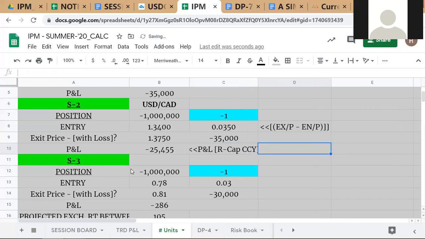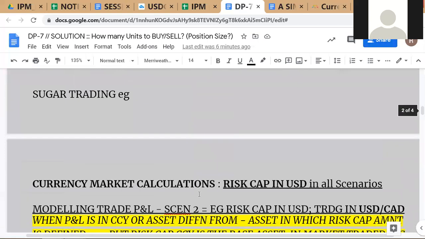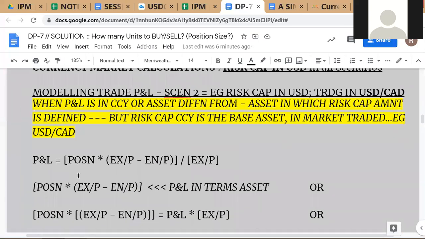So we are showing you how we are going from modeling the trade P&L to eventually modeling, because ultimately our goal is to model the position size, not the trade P&L. First we model the trade P&L, then we write it as trade P&L in risk capital currency, and then we flip it around a little bit. This is actually one equation and one unknown, so we can derive the position size from here.